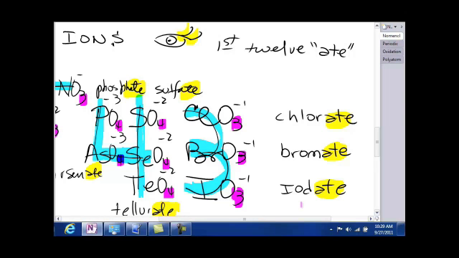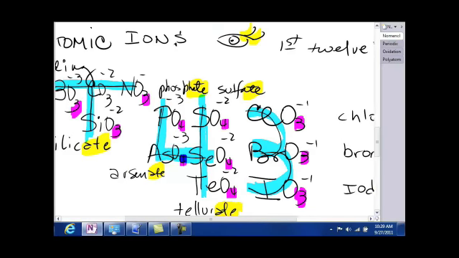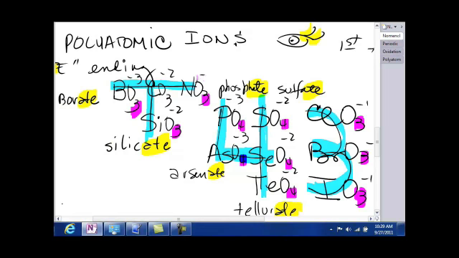Okay, so you need to know that phosphate is, what's phosphate? PO4, you need the charge. PO4 won't do it. PO4 minus 3. And what is nitrate? NO3 minus 1. And what's borate? BO3 minus 3. And what's silicate? SiO3 minus 2. Okay, so you make flashcards, and this is going to be time consuming.